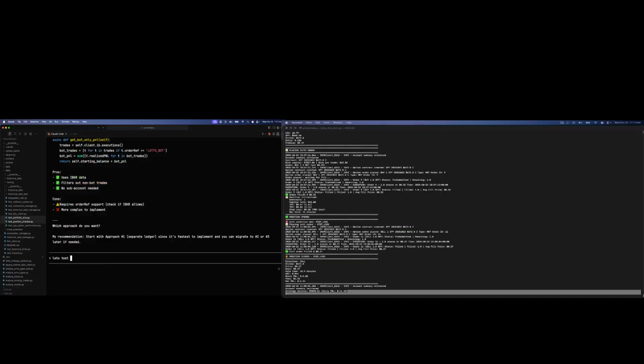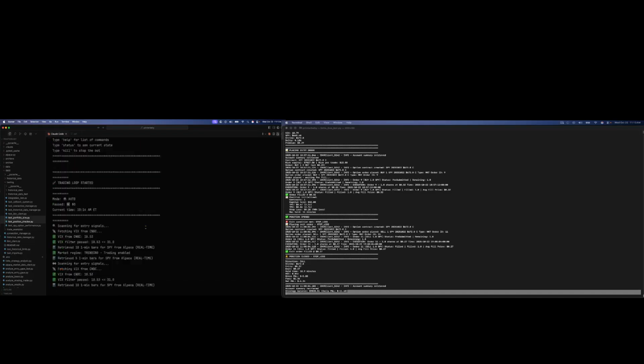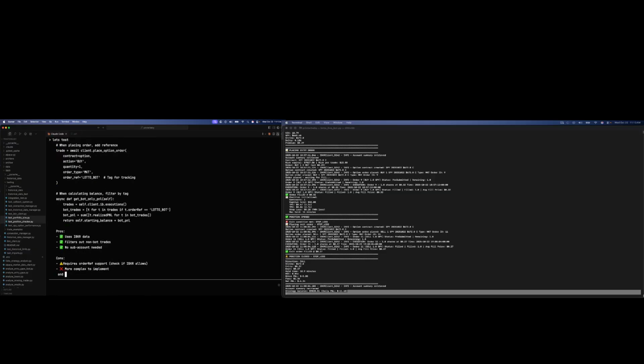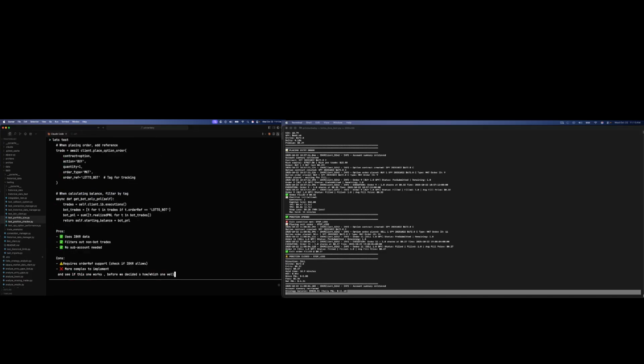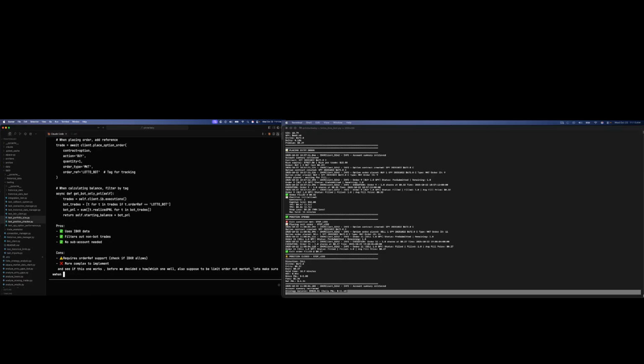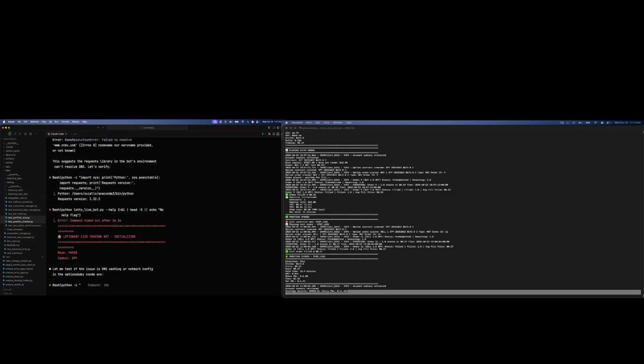Let's test this. Okay, I get it. And see if this one works before we decide which one we'll use. Also supposed to be using limit orders, not market. Let's make sure when testing we test with limit orders. Create script here, so we can keep it all in one place. There you go. Stop spazzing.